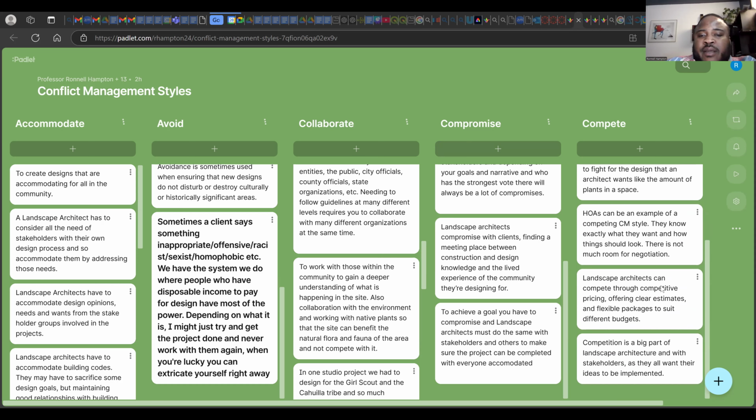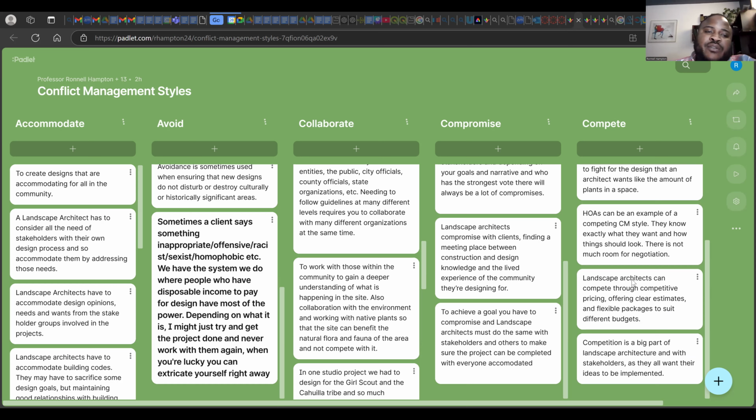Landscape architects can compete through competitive pricing, offering clear estimates and flexible packages which suit different budgets. Yes, this is definitely capitalism and free market enterprise. And so landscape architects can definitely compete in the marketplace through competitive pricing and offering estimates that are reflective of the deliverables, and make sure that they're affordable, right? And sometimes your packages can vary depending on what client you're speaking in front of.